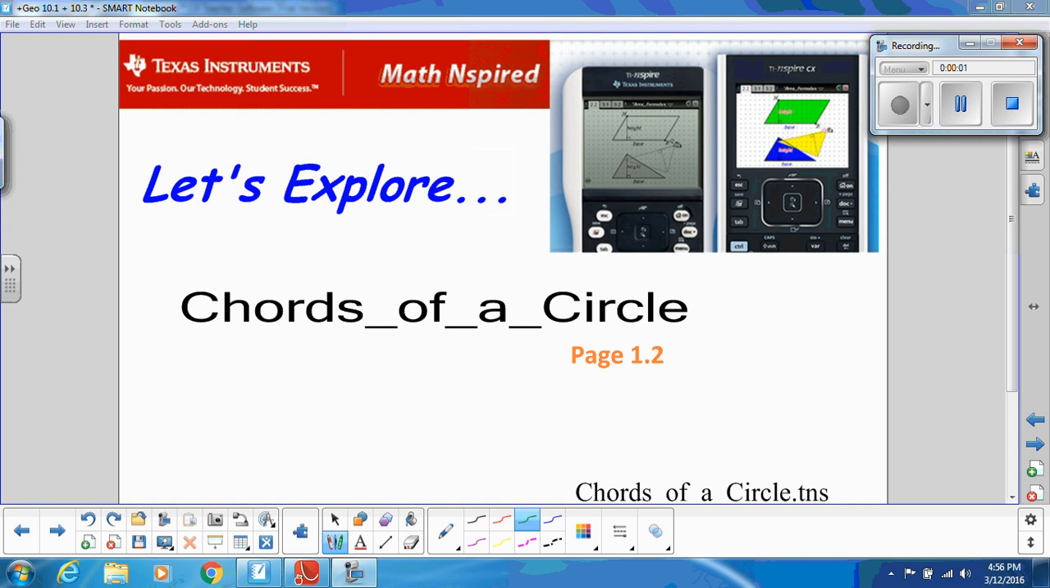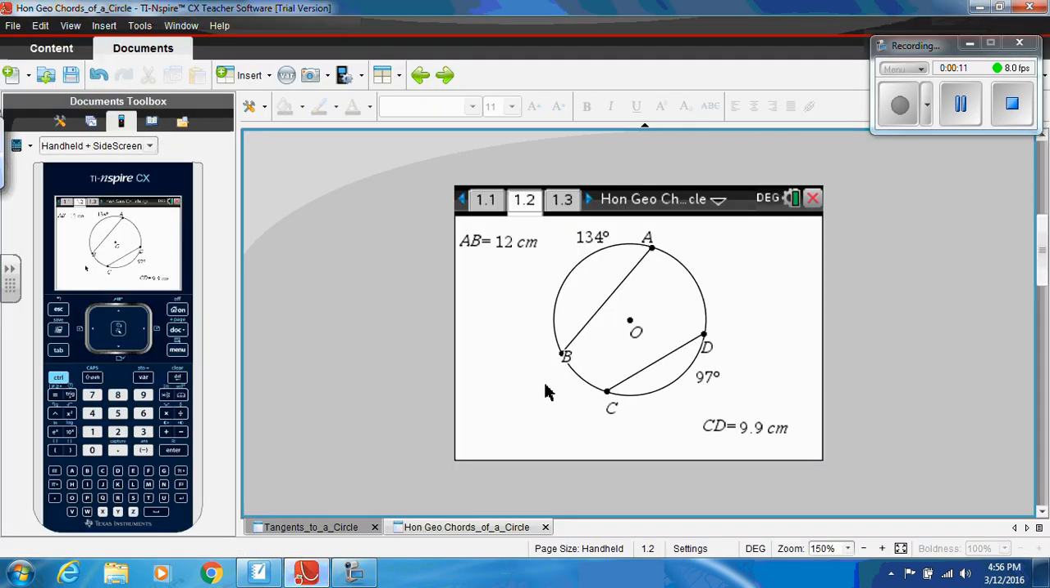All right, so now we're going to talk about chords of a circle and some relationships we find when we explore those. So again, I'm going to go to the Inspire and we're going to look at a few things. So in this first page of this Inspire document, I have two chords. I've got AB and CD.